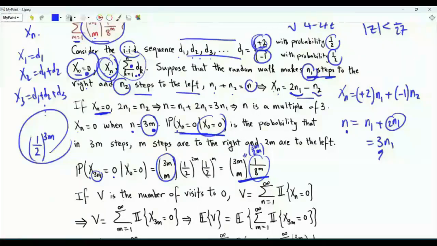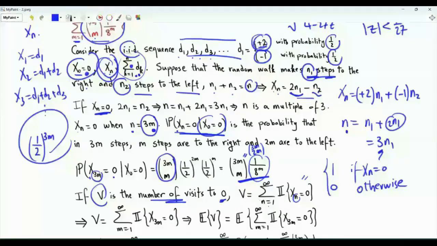After initialization, suppose that we are tracking the number of visits to the origin, to 0. Denote the number of visits by v. V is equal to the summation n from 1 to infinity of the indicator xn equal to 0. So this is 1 if xn is equal to 0, 0 otherwise. We are sure that if small n is not a multiple of 3, it is impossible for the process to be back at the origin. We can write v as the summation m from 1 to infinity of the indicator x of 3m equal to 0.